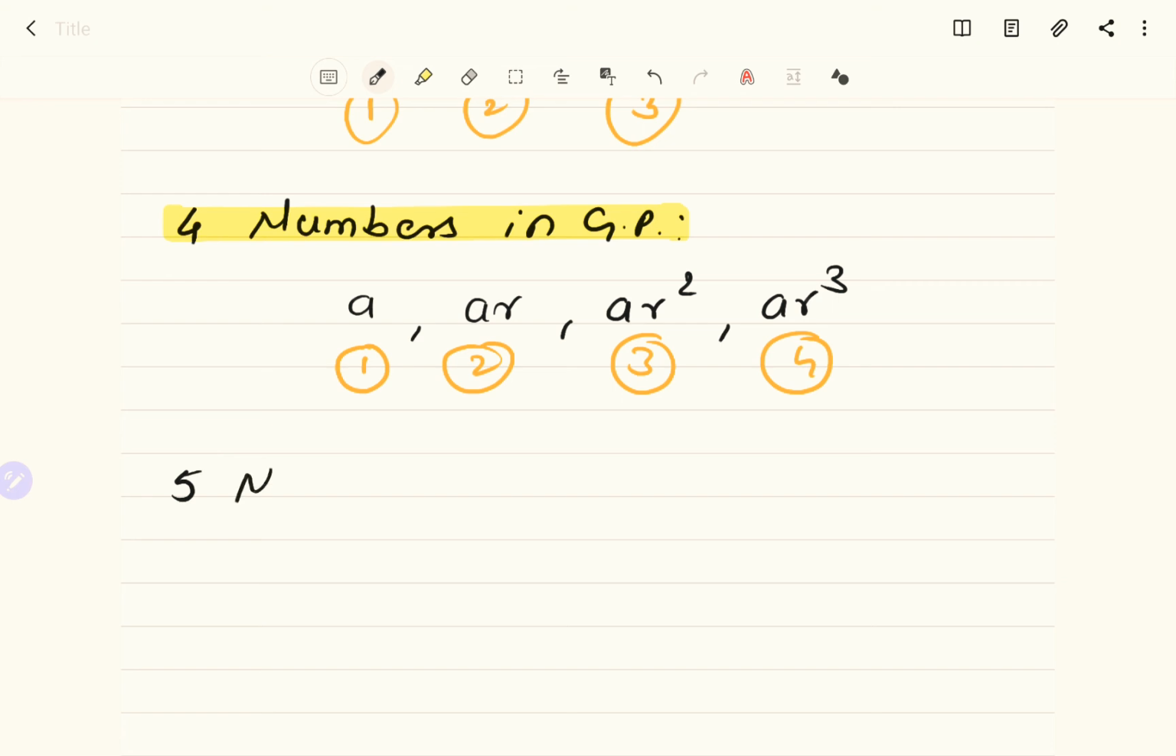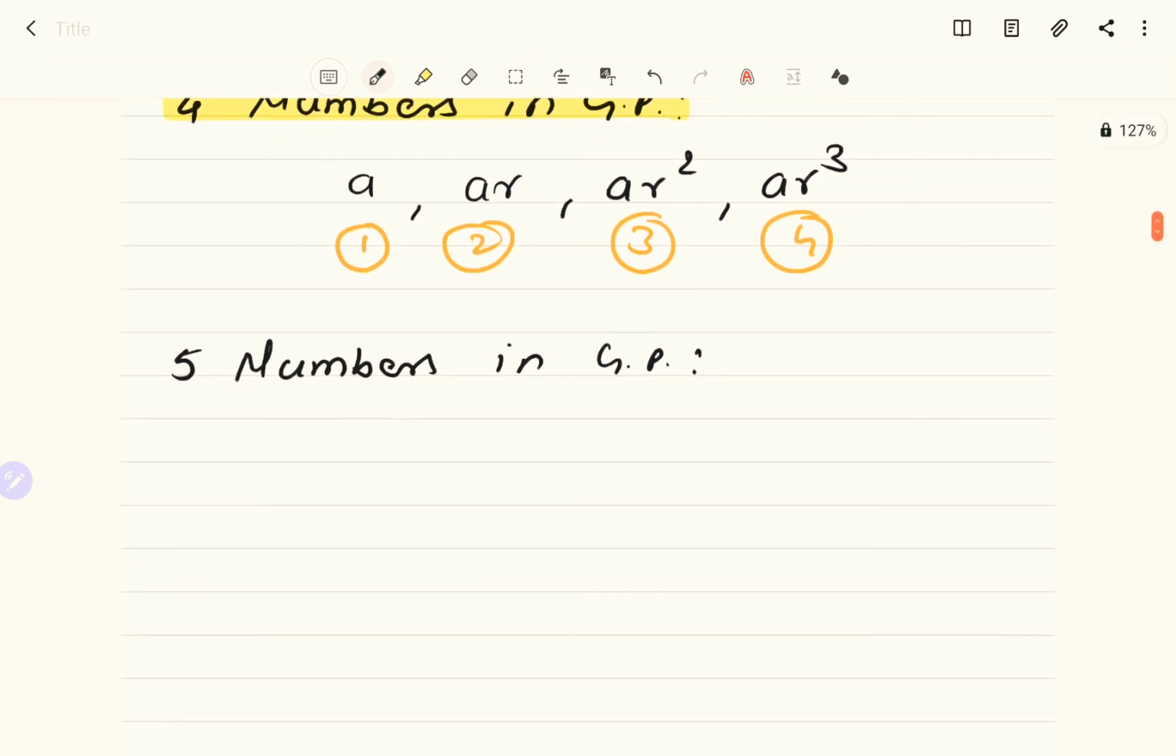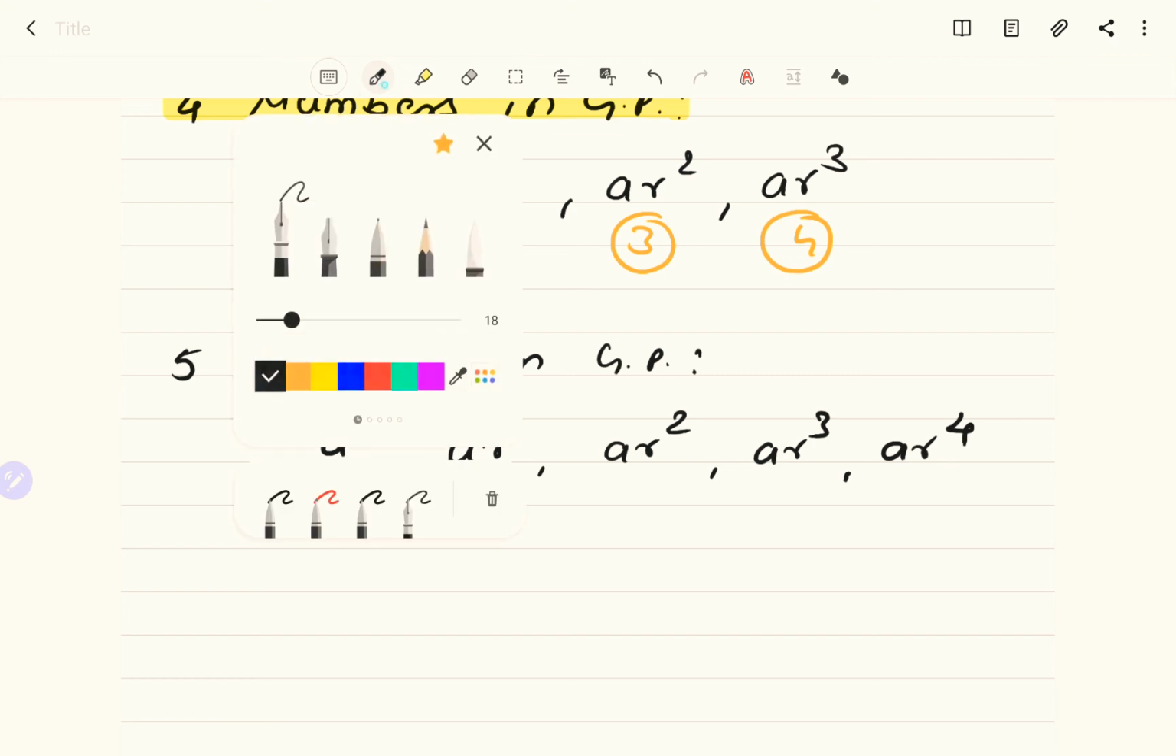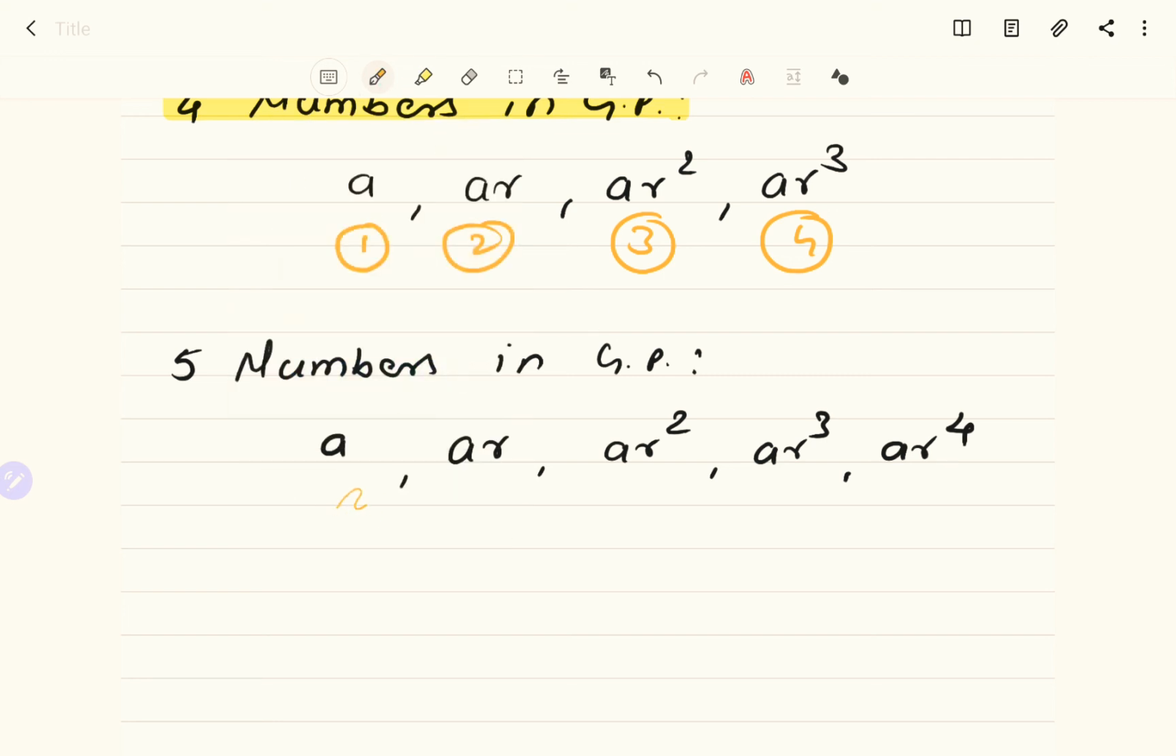So let's select 5 numbers in geometric progression. Five numbers in GP, select in this way: A, AR, AR square, AR cube, and the last one is AR raised to 4. Here I am mentioning A as the first number, AR as the second number, AR square as the third, AR cube as the fourth, and AR raised to 4 as the fifth number in geometric progression.